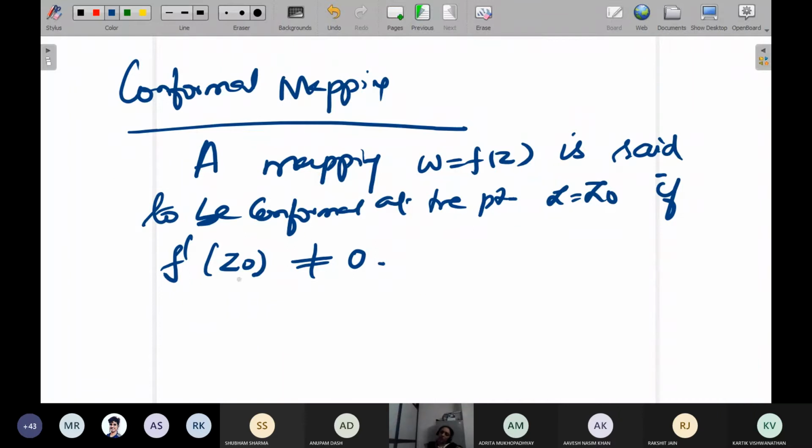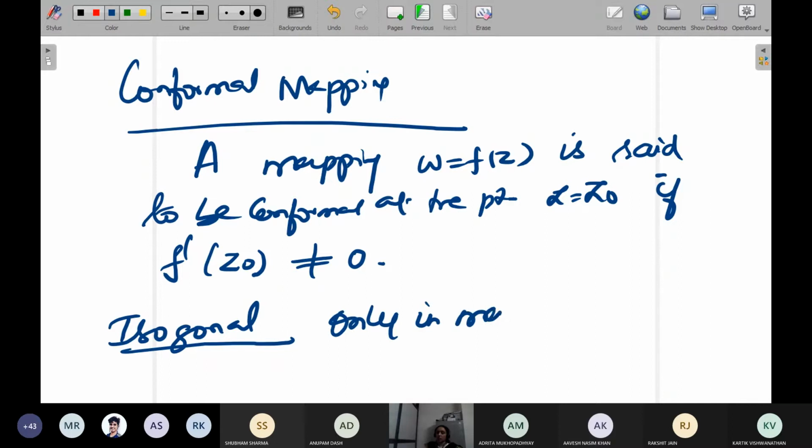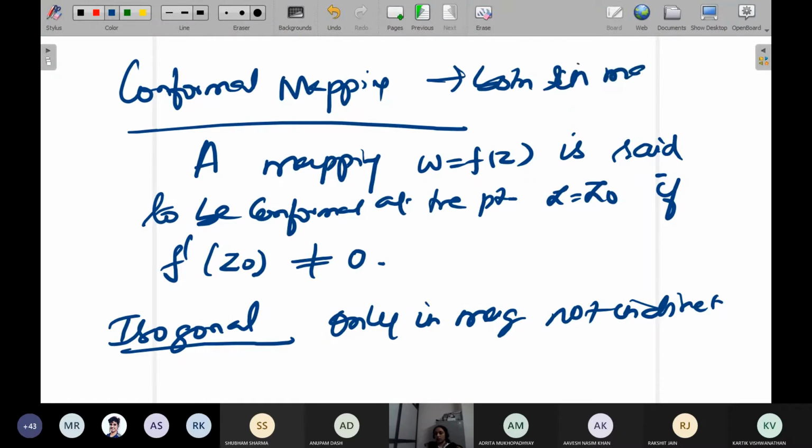I told you one more topic on that day. This is for conformal. What is isogonal? Only magnitude is preserved, not the direction. Very good. It is preserved only in magnitude, not in direction. This one, conformal, is both in magnitude and direction. Okay.